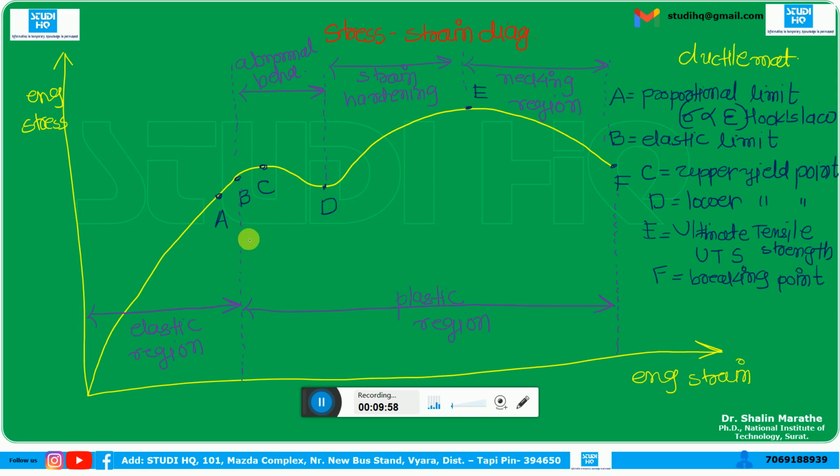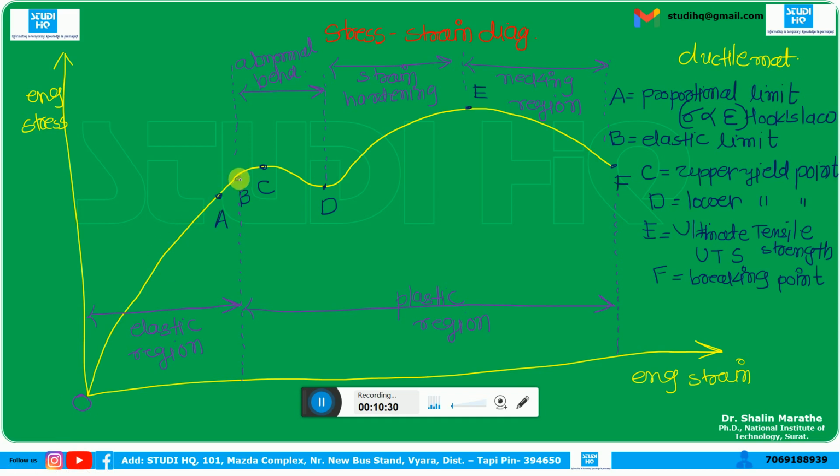From B, the plastic deformation starts. Plastic deformation start means the material, if it is loaded beyond the point B, it won't be able to regain its original shape and size. Now let us consider this point as O. This OA is a straight line, and this OA line represents Hooke's law, which is the stress proportional to the strain.